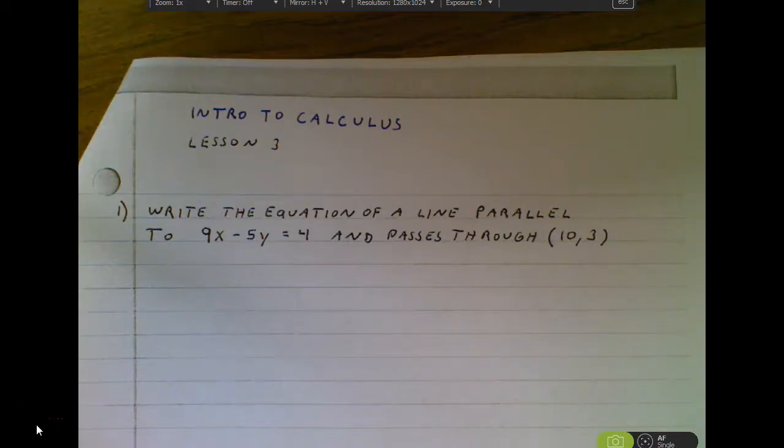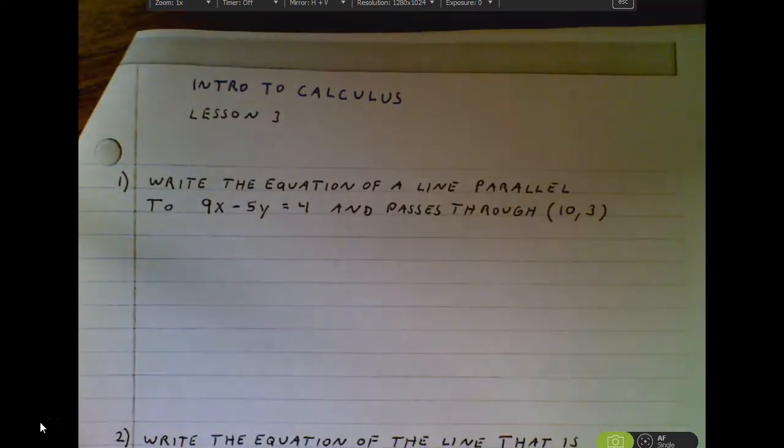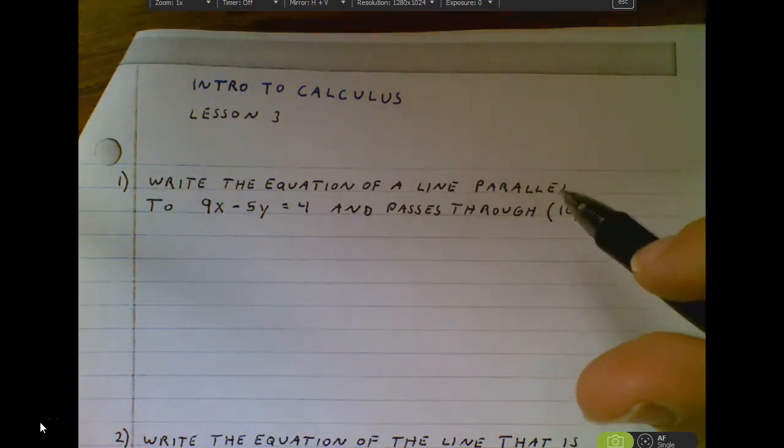All right, here's the third lesson of our Introduction to Calculus. Still taking a look at the equations of lines, but in this case we're now dealing with parallel and perpendicular lines. So if I wanted the equation of a parallel line to this line, keep in mind parallel lines just mean that they have the same slope.